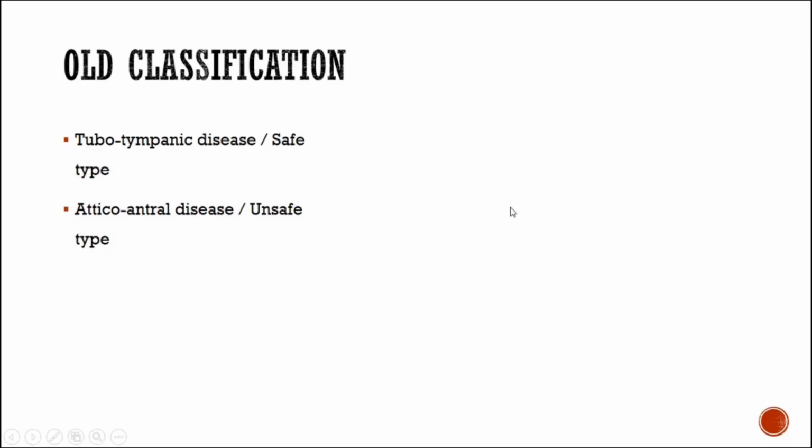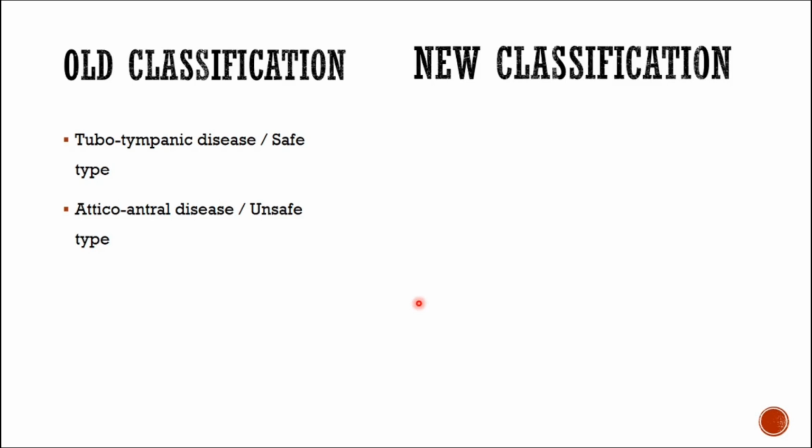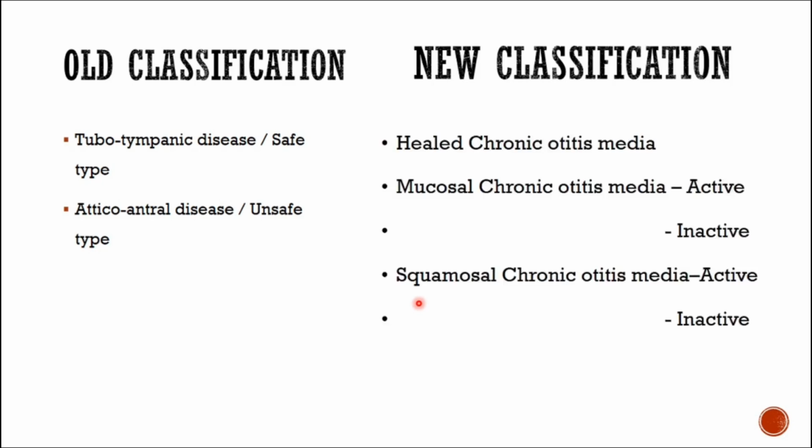If you see the classification, there is an old classification and a new classification. The old classification which was being used is safe type and unsafe type. The other name for safe type is tubotympanic disease, and the other name for unsafe type is atticoantral disease. Whereas in the new classification, there are 5 types: healed chronic otitis media, mucosal chronic otitis media, active and inactive, and squamosal chronic otitis media, active and inactive.